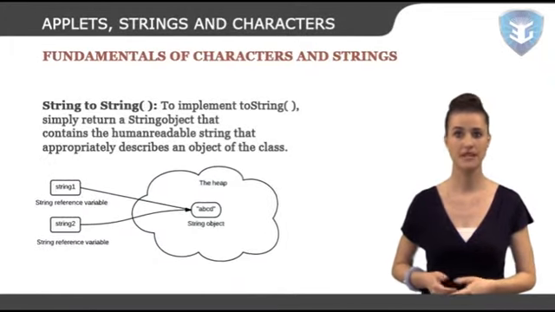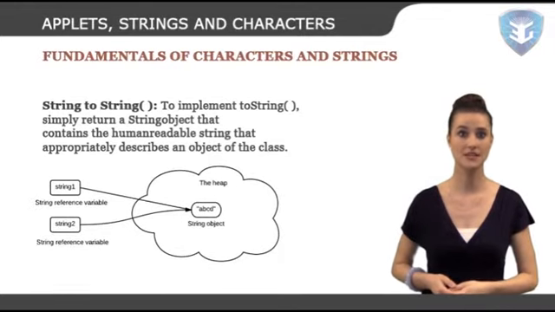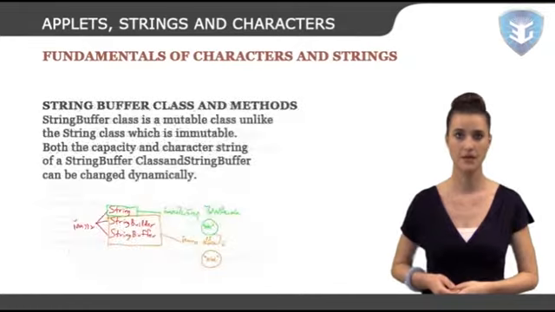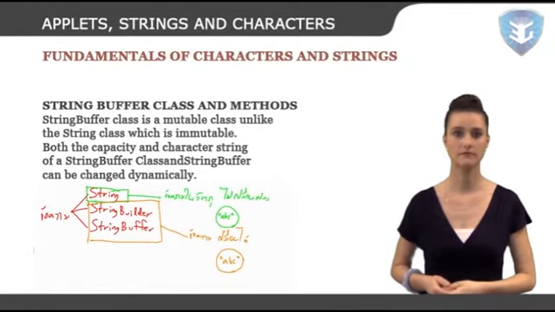The toString method. To implement the toString method, simply return a String object that contains the human-readable string that appropriately describes an object of the class. By overriding the toString method for classes that one creates, one allows them to be fully integrated into Java's programming environment. StringBuffer class and methods.